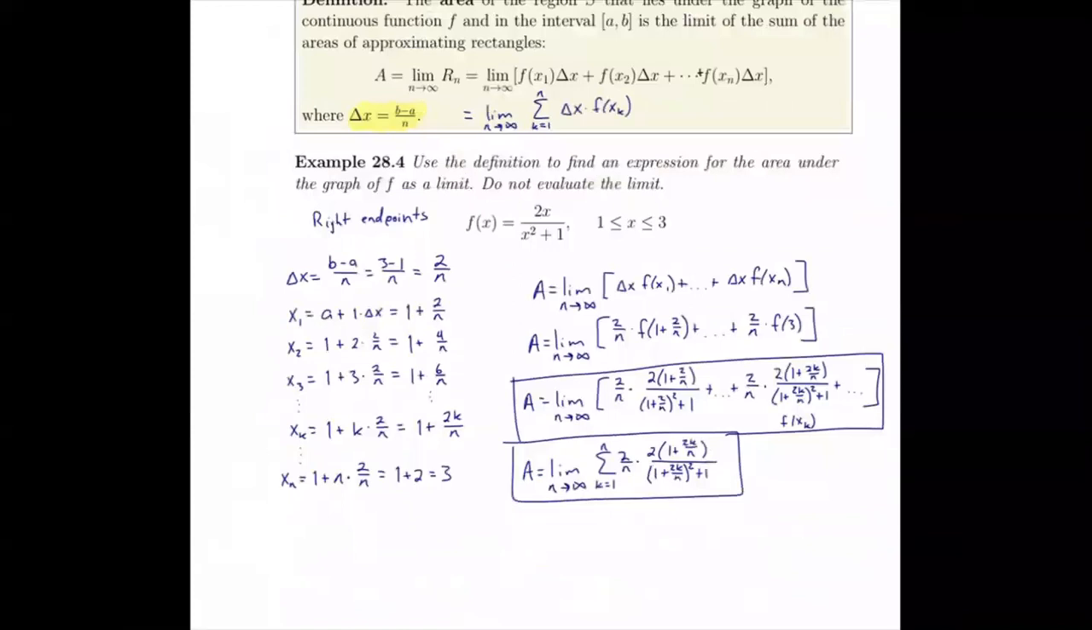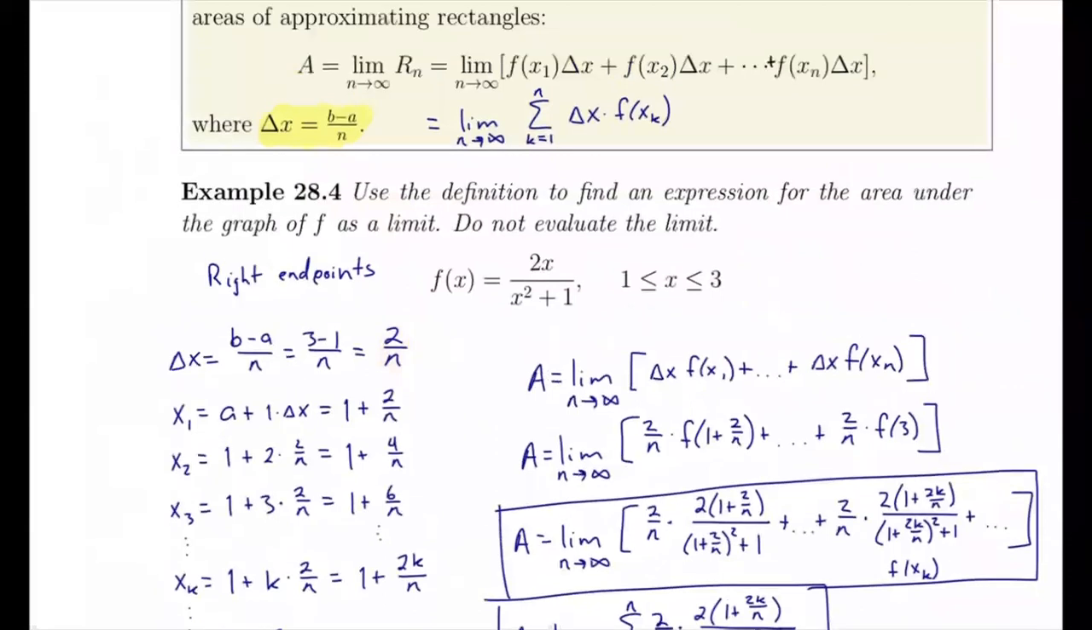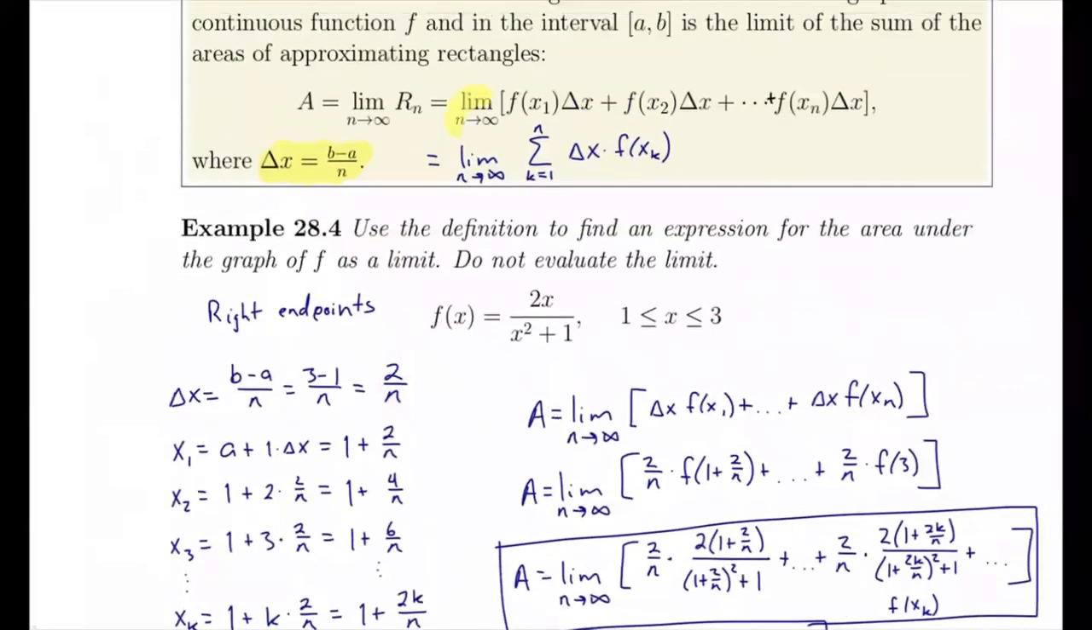And to calculate our right endpoints, what we need to know is delta x. Well, delta x is b minus a over n. In this case, we're going from 1 to 3. So this is 3 minus 1 over n. So delta x is 2 over n. This is what it is, right? That n should be there because n is going to change, right? n changes in the limit as n goes to infinity.